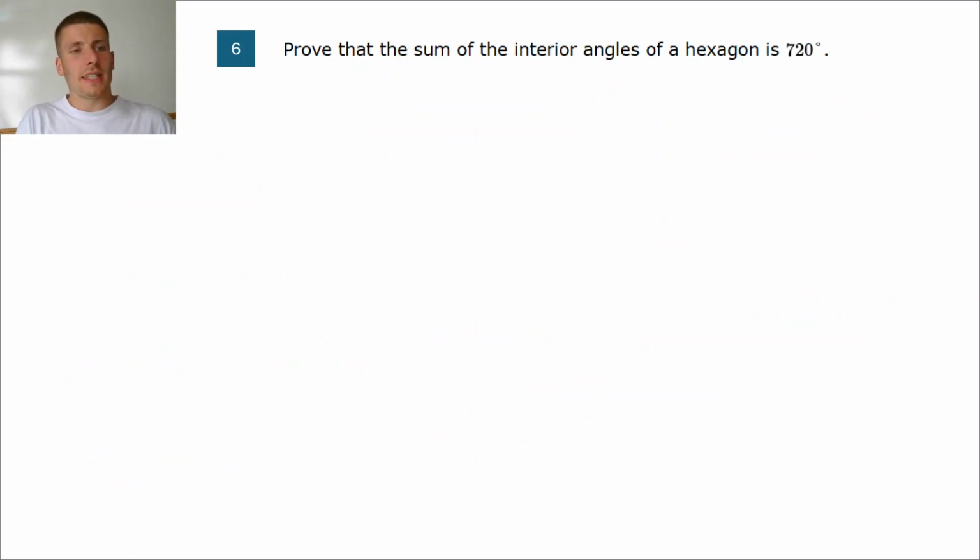Question number 6 says, prove that the sum of the interior angles of a hexagon is 720. So this is saying that if you add together the inside angles of a hexagon, a 6-sided shape, you get 720. We've got to prove it. And actually this question is relatively easy.